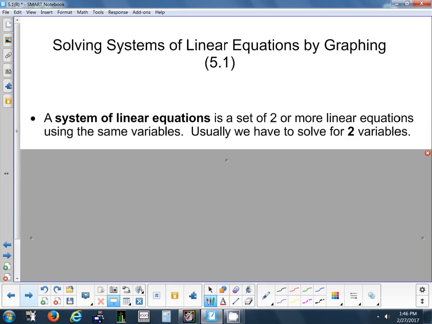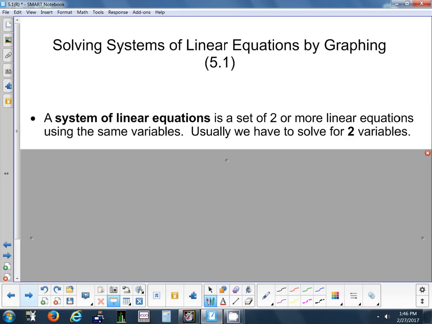All right, on your notes, the first thing in bold says A, and then you have a blank. You want to write down system of linear equations. The systems we're going to deal with are always going to have 2 letters to solve.